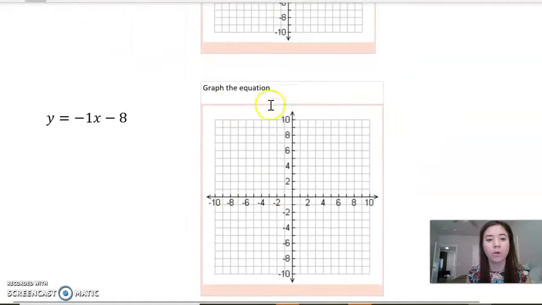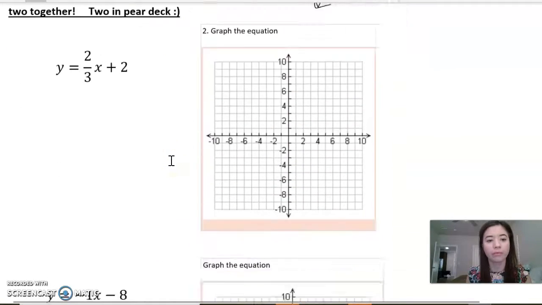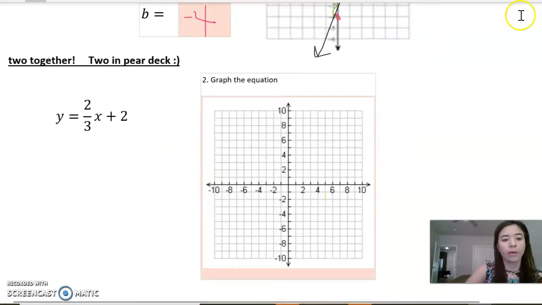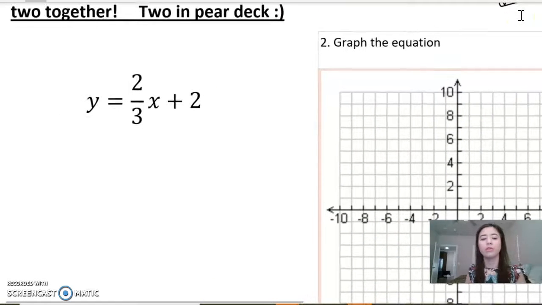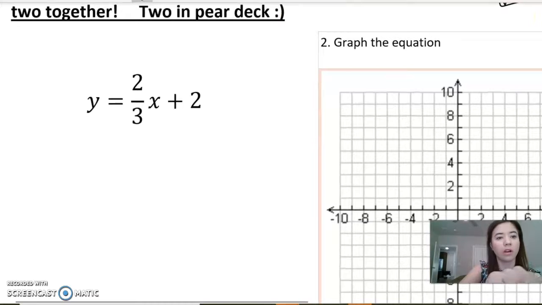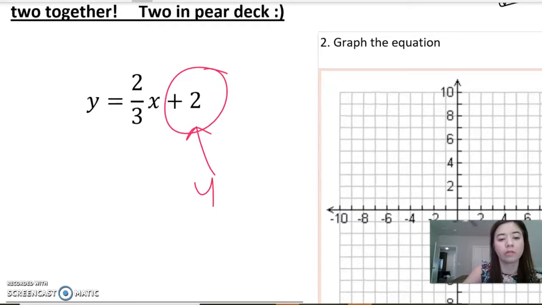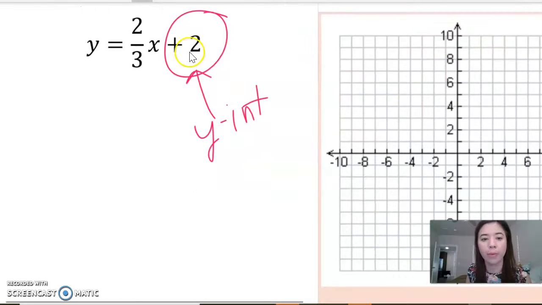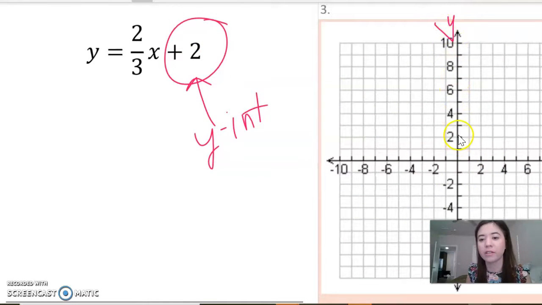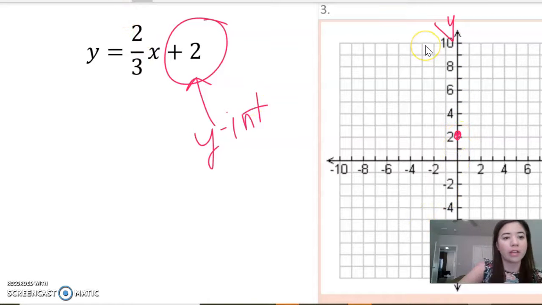All right, I'll model one more, and then I want you to try this one on your own. Okay, so we have y equals 2/3 x plus 2. All right, which one was my y-intercept here? The 2. And remember, that's our starting point. So let's go ahead and make a point here at 2. Again, remember, that's where our line crosses our y-axis. So that is right here at 2. Okay, and then that means that this is my slope.